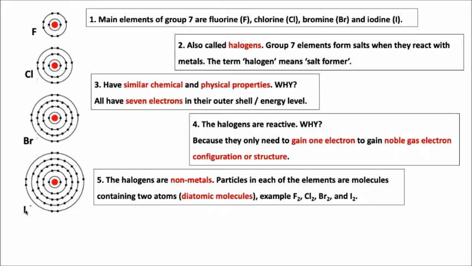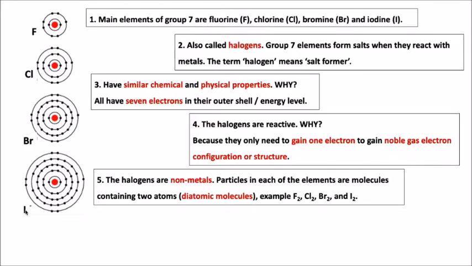Again, particles in each of the elements are molecules. In chemistry, we use particles loosely, so we can use the word particles to represent molecules, to represent everything that we want it to represent. So particles in each element are molecules that contain 2 atoms, therefore we say it's a diatomic molecule. 2 means di. 1 means mono, 3 means tri, 4 means tetra. These molecules contain 2 atoms, and therefore we say they are diatomic.